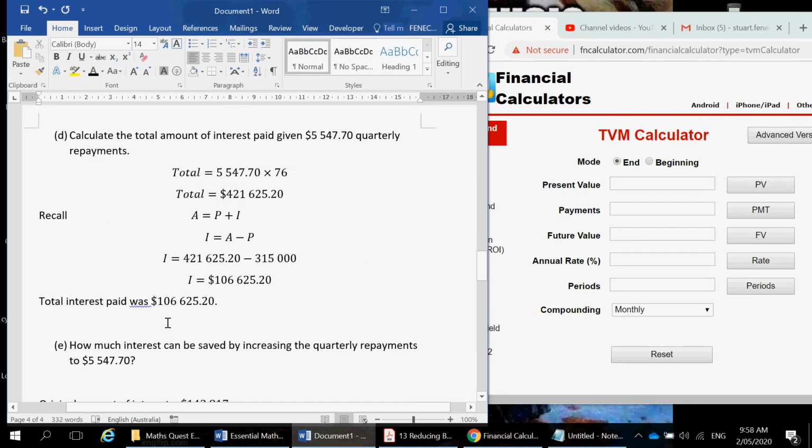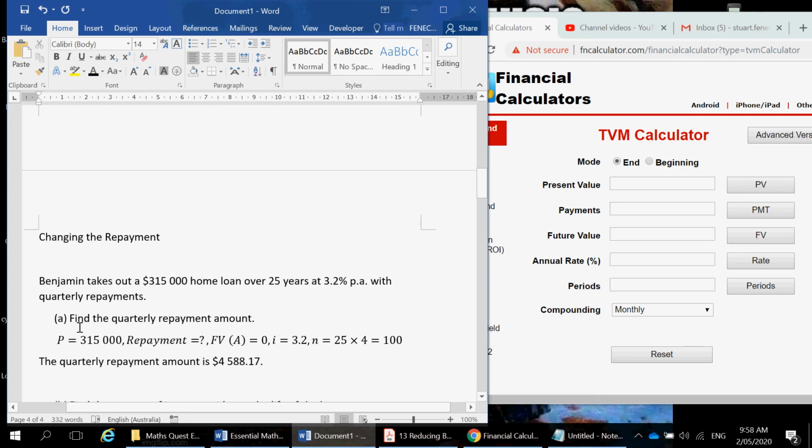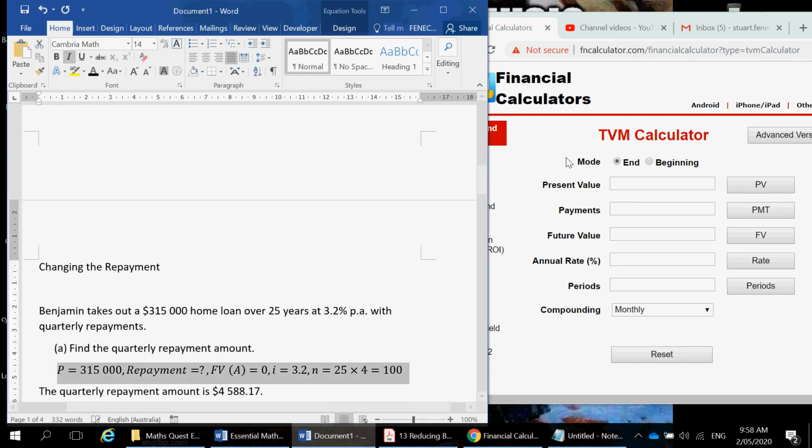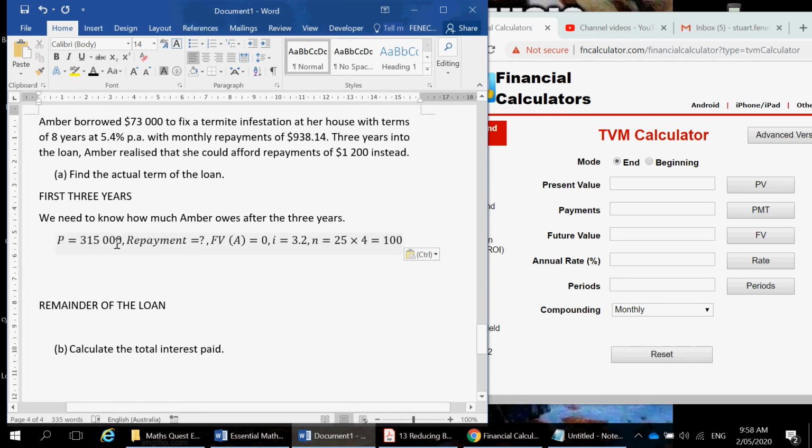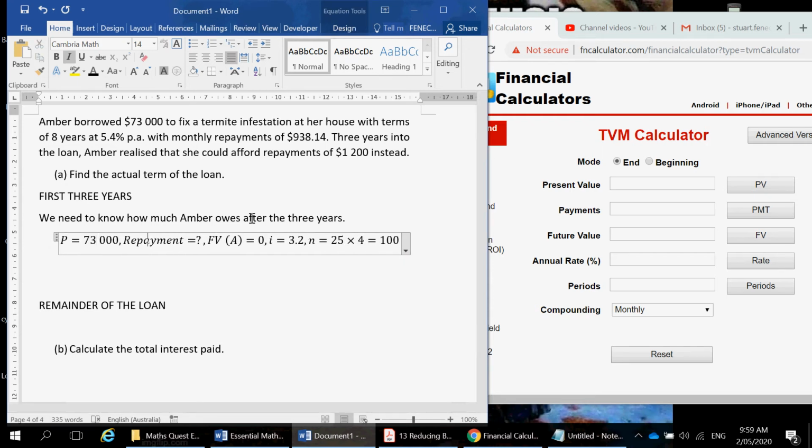Now, I'm just going to nick something from a previous lesson here so I don't have to keep rewriting stuff. I know that's terribly unprofessional. Right, so the amount Amber borrowed, the principal, is $73,000. The repayments are given to us. Remember in this online calculator that repayments need to be a negative amount. The value after 3 years is what we want here. We don't know it. We're actually after the future value here. The future value will tell us how much Amber owes after 3 years if we set it up properly.